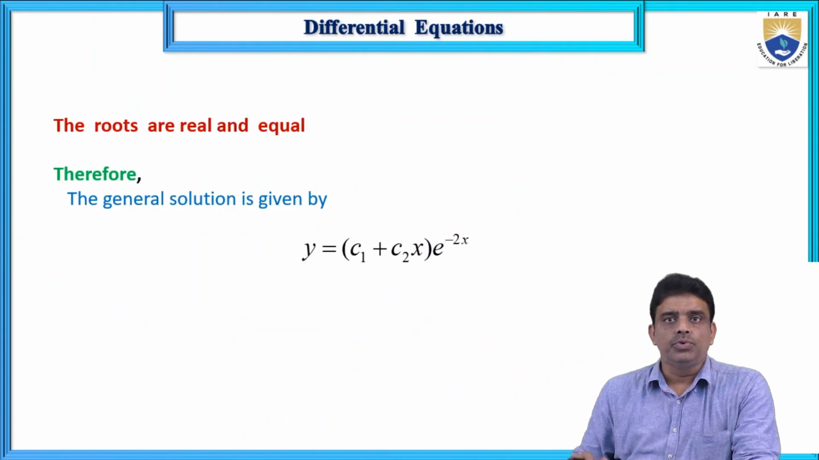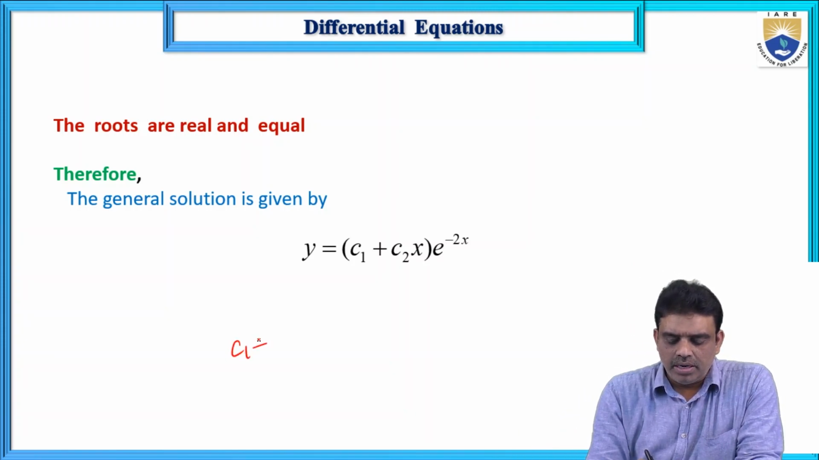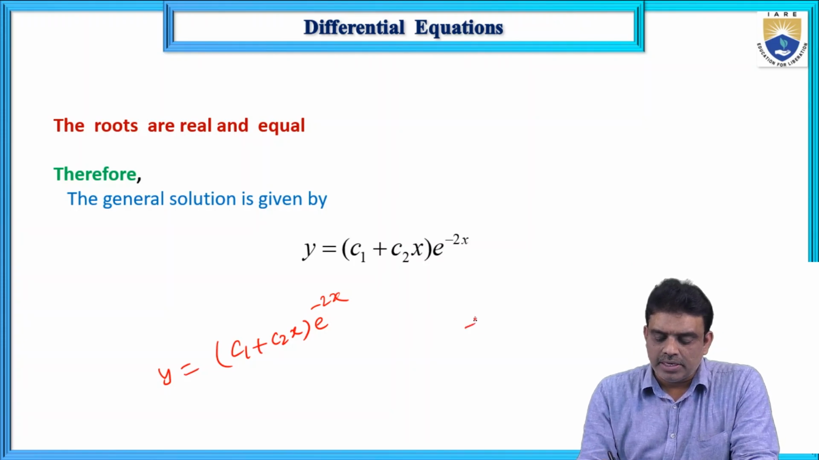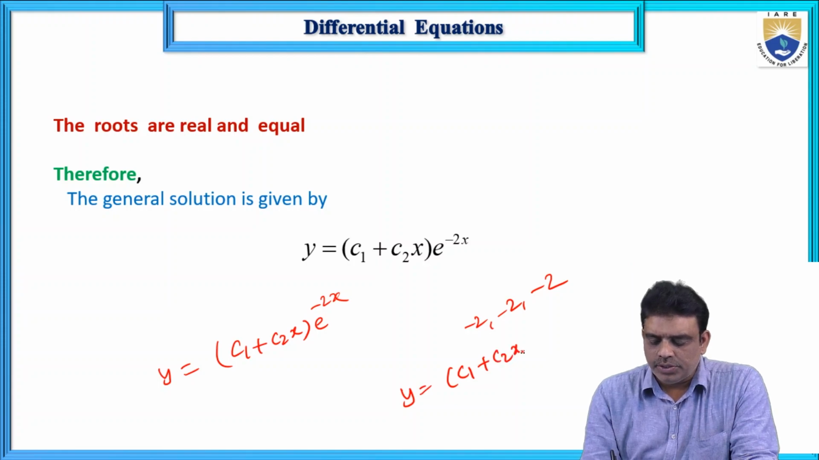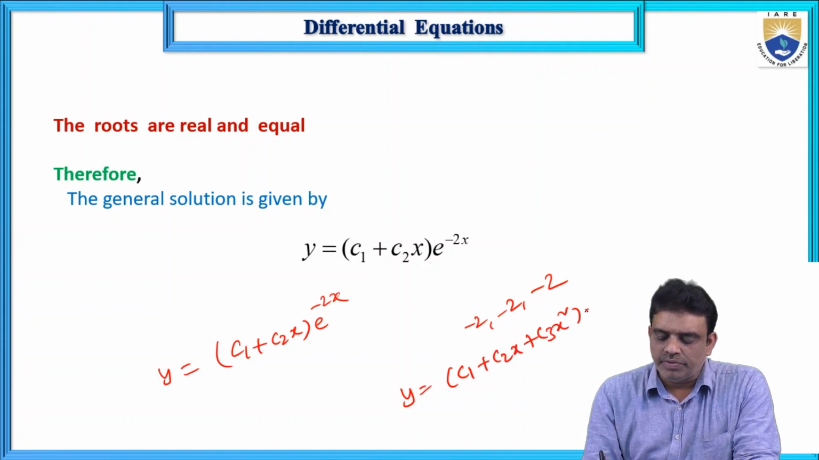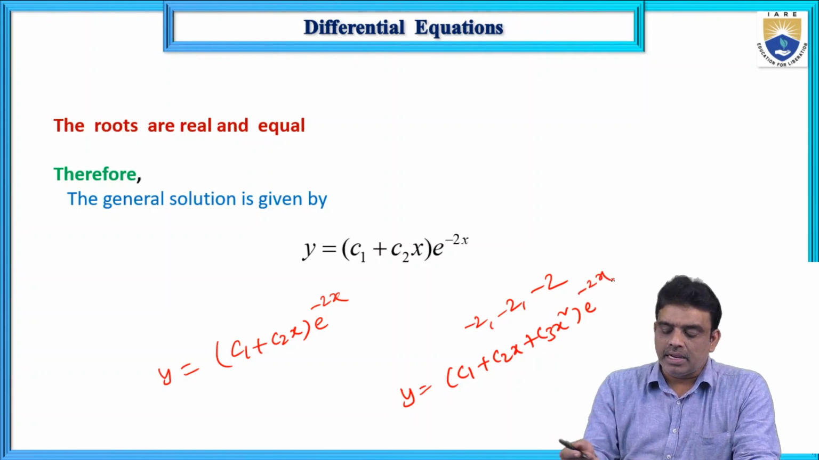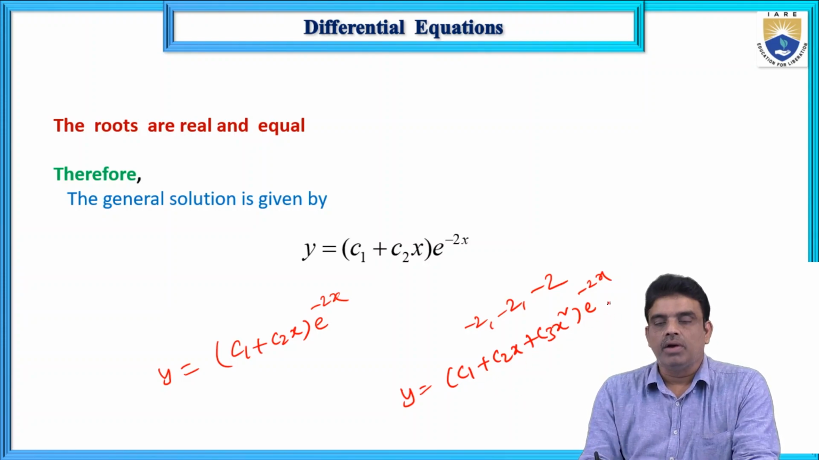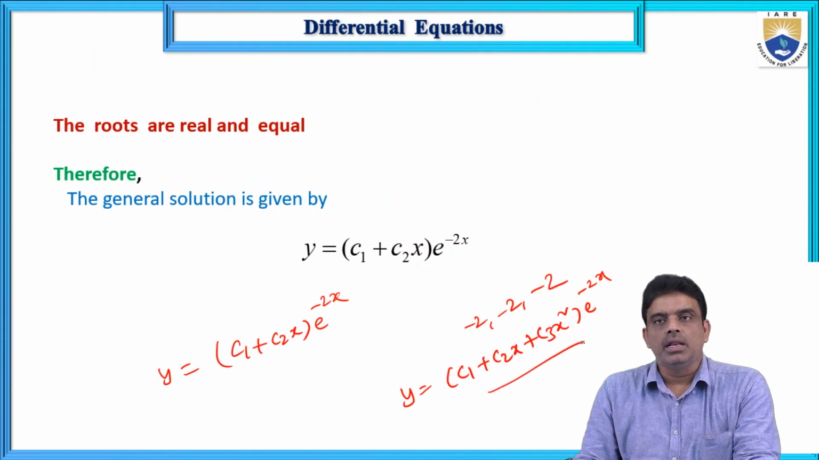The roots are real and equal. Therefore, the general solution will be in the form c1 plus c2x into e power minus 2x. Suppose the roots are minus 2, minus 2, minus 2, then the solution will be c1 plus c2x plus c3x square, also added in the expression of e power minus 2x. If we add another root minus 2, then c1 plus c2x plus c3x square plus c4x cube of e power minus 2x. In this way you can write the solution when the roots are repeated roots.